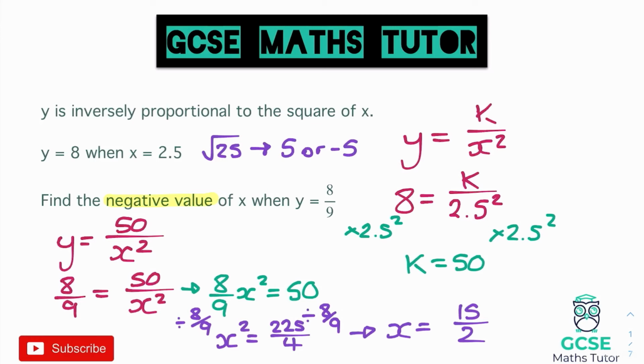So in this particular example, where we've got 15 over 2, our answer is just the negative version of that. So it is -15 over 2. And there is our final answer. So there we go, that's that one.